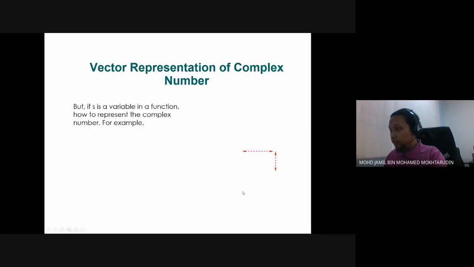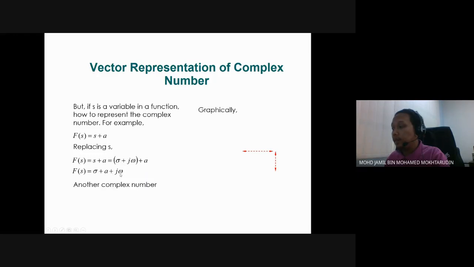All right, so let's say you have a function that depends on a complex number S. Let's say f is a function that depends on S, and you can replace the S by sigma plus j omega. So we get new values here. So here the function f becomes a new complex number.